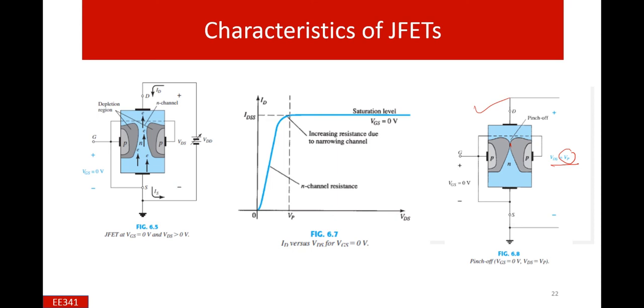We are changing the value of VDS with VGS equal to 0. As we change VDS, the resistance is increasing, and when we approach VDS equal to VP, this is the point where the maximum saturation current of the drain is flowing, IDSS, the current through the drain at the saturation level.